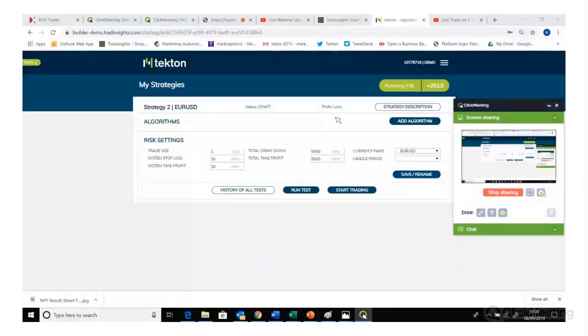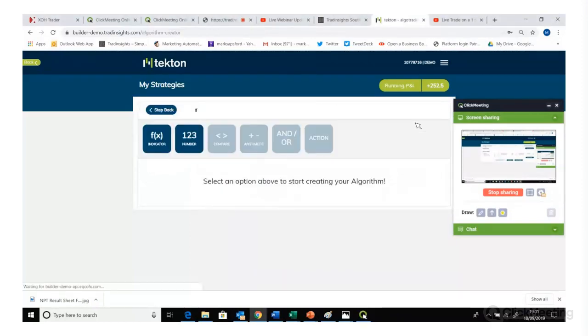Okay, so I'm now going to share with you how to write this strategy. The first thing we need to do here is click add algorithm. So if you remember rightly, we had a situation where we wanted the price to be less than or equal to the bottom band, and we wanted the stochastic to be oversold at the bottom too. So let me show you how simple that is to write.